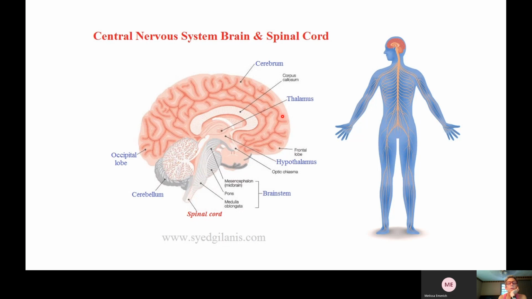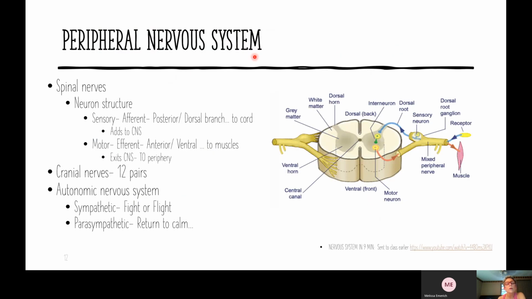Frontal lobe, and then your higher function. Hypothalamus deep within the brain. Thalamus. And then the optic chiasma is here. If you get hit in the back of the head, that creates problems with your vision. And obviously then the spinal cord and the spinal nerves coming off. Once we leave the spinal cord and start talking about the peripheral nerves, we're into the peripheral nervous system, and we're talking about the spinal nerves themselves.